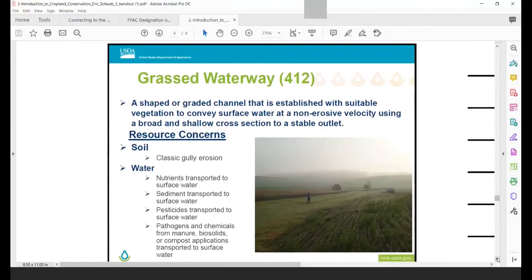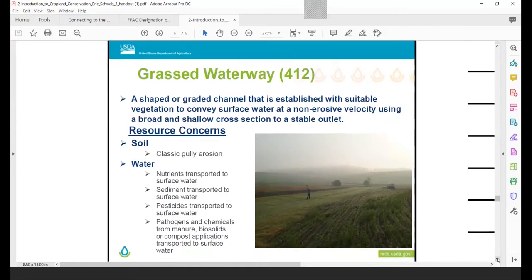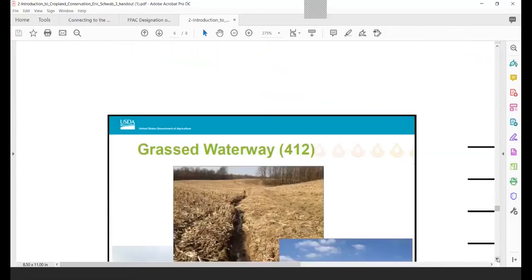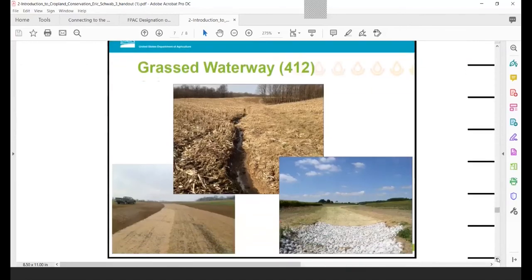Grass waterways. A grass waterway is a graded channel that was established with vegetation, or grass, like it says, that conveys water at a non-erosive velocity to a stable outlet. So again, we're going to be addressing classic gully erosion and nutrients transported to surface water, and the other water quality benefits.